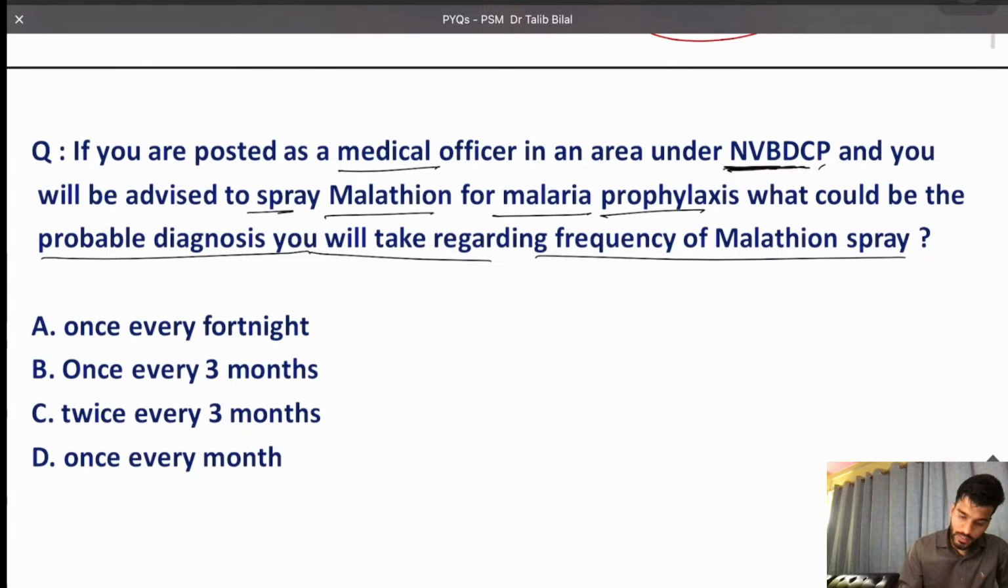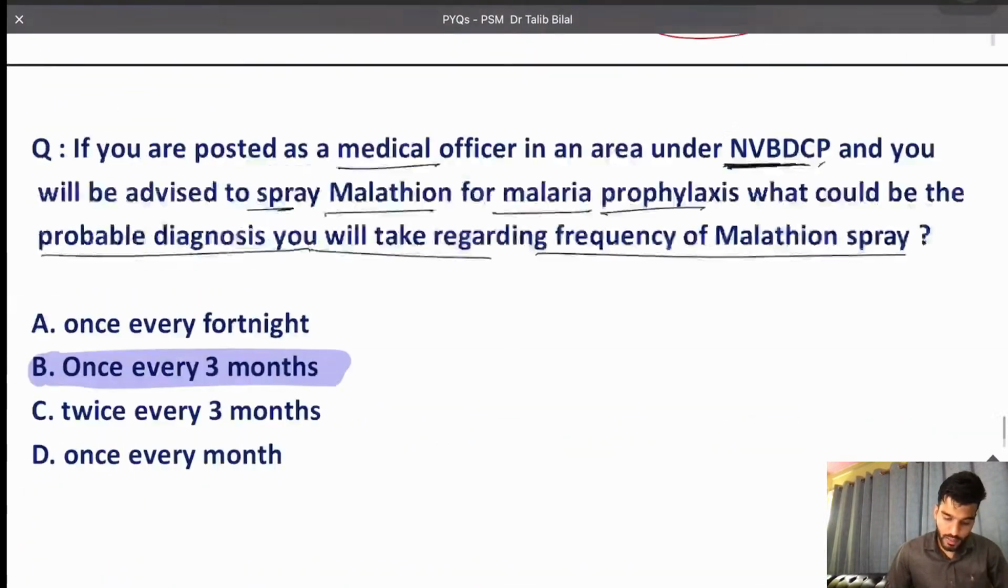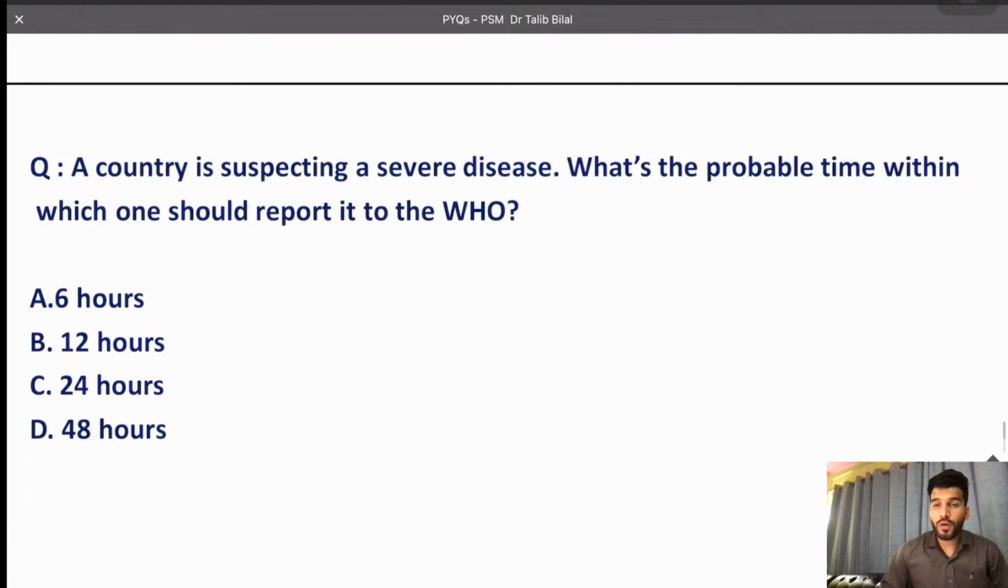And your answer is going to be very good. It will be once every 3 months. Again a PYQ, good. DRAS 33, once every 3 months. For other conditions we usually go for DDT as well. In case of leishmaniasis, because the vector is sandfly or phlebotomous fly, we go for dichloro diphenyl trichloroethane.